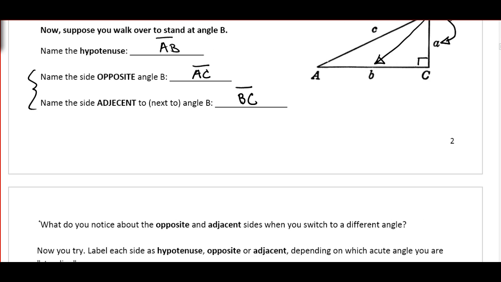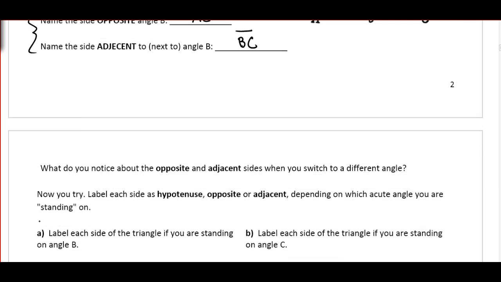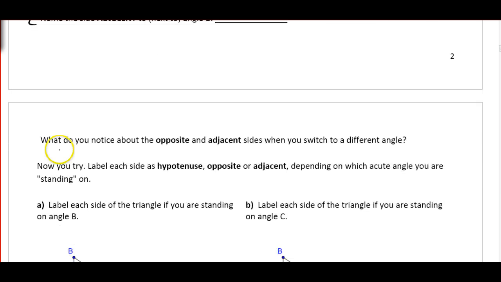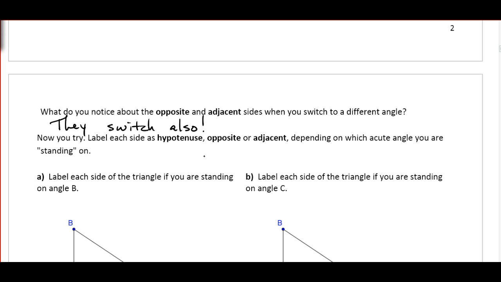So what do you notice about the opposite and adjacent sides when you switch to a different angle? Well, they switch also. Okay, and this is important because your opposite and adjacent sides depend on where in the triangle you're standing, which acute angle. Important note right here, we always are going to be standing at one of the acute angles. We never ever will be standing at the right angle.